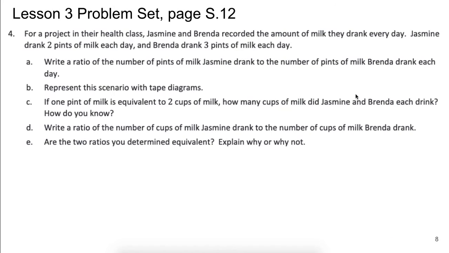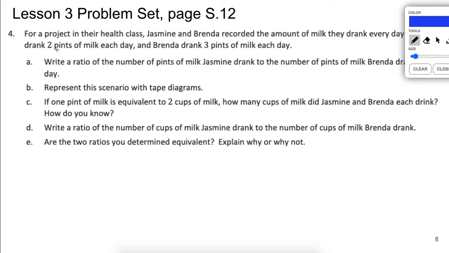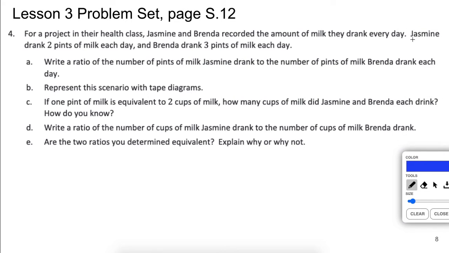I put the next problems on the next page. So, for a project in health class, Jasmine and Brenda recorded the amount of milk they drank each day. Jasmine drank 2 pints of milk each day, and Brenda drank 3 pints. So that's the key, so we have Jasmine 2 pints and Brenda 3 pints. So what is the ratio of number of pints? Then we want Jasmine to Brenda. So Jasmine was 2 and Brenda was 3, so our ratio would be 2 to 3.